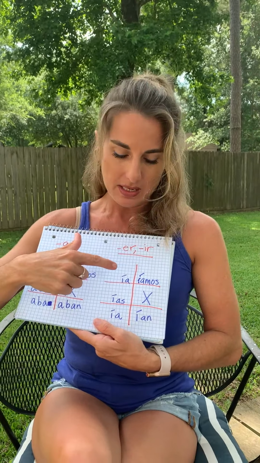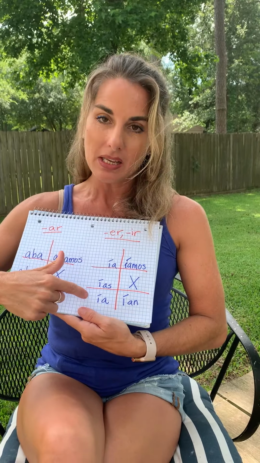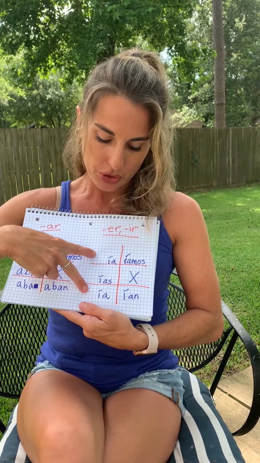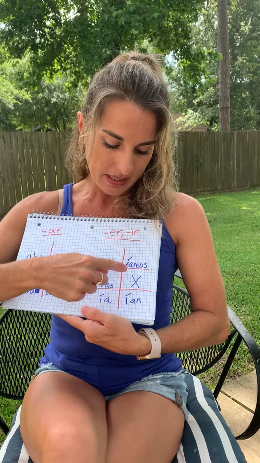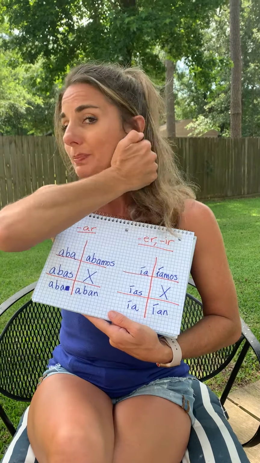For the ER, IR ending verbs, it goes like this: ia, ias, ia. Once again, these two are the same. Iamos and ian. Accent marks on all of these.